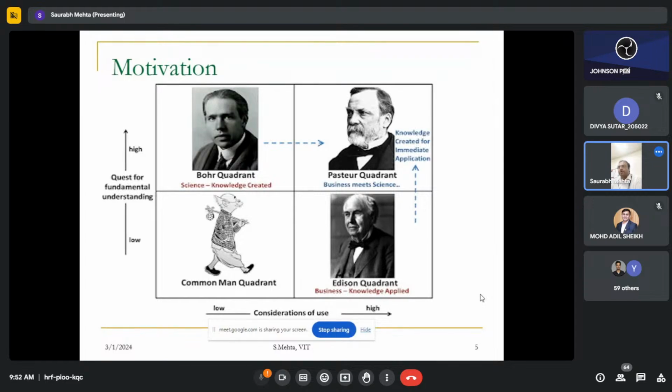On the top left corner, you can see Dr. Niels Bohr. I'm sure all of you have heard about him. The person who gave the idea about the atom and the structure of different atoms, and how material needs to be seen. His knowledge is so useful that because of it we are able to do many new applications. But he was mainly concerned with bringing new knowledge.